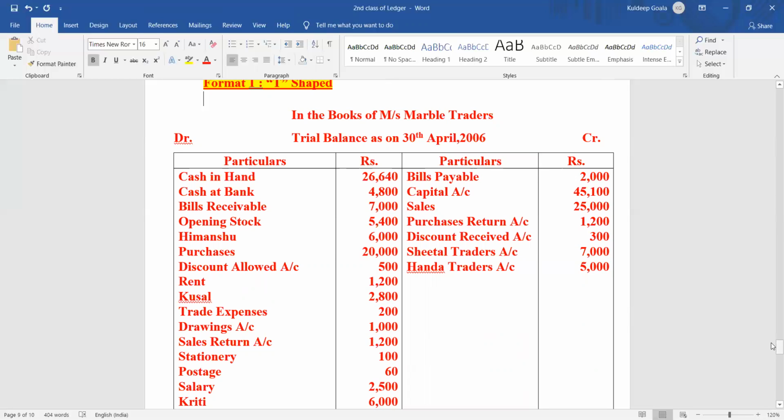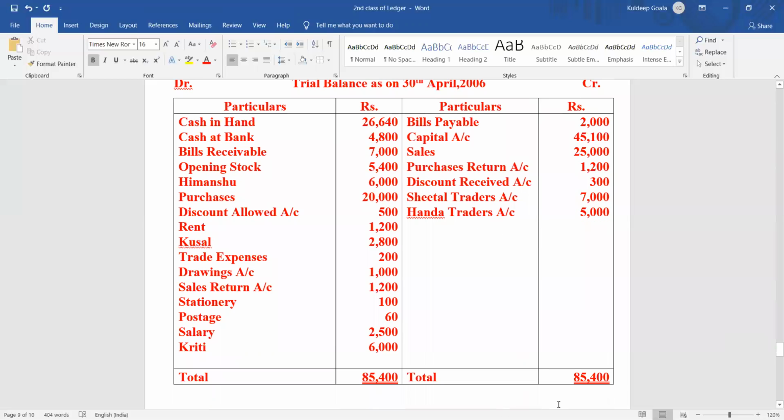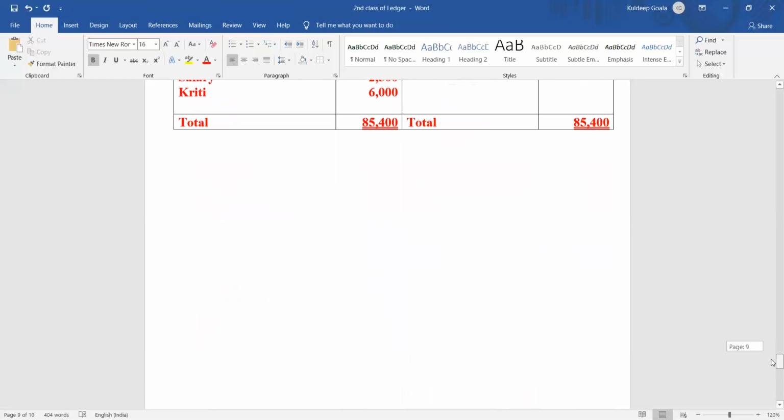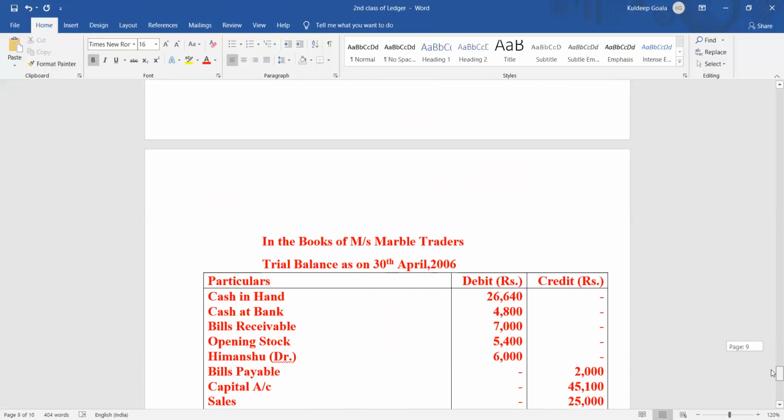Fine. And after that, the totals of both the sides should match. The matching of the totals signifies that arithmetically your books of accounts are correct. That means your debit side is equal to the credit side. Debit items equal the credit items. And the next format is format number 2, the statement format.